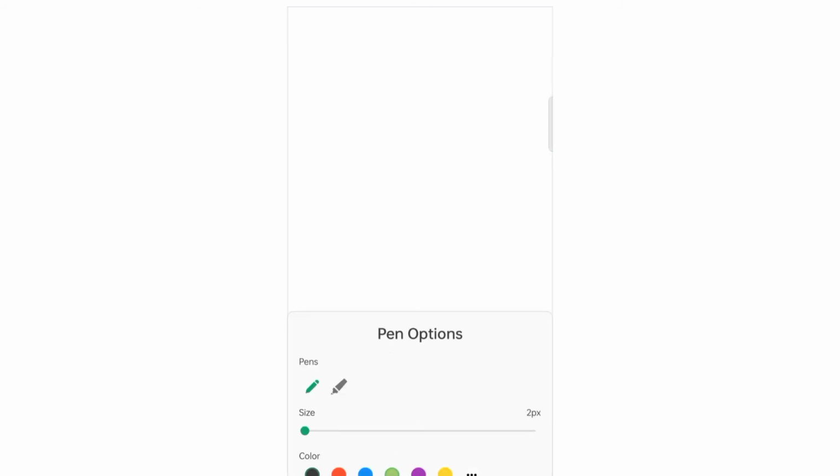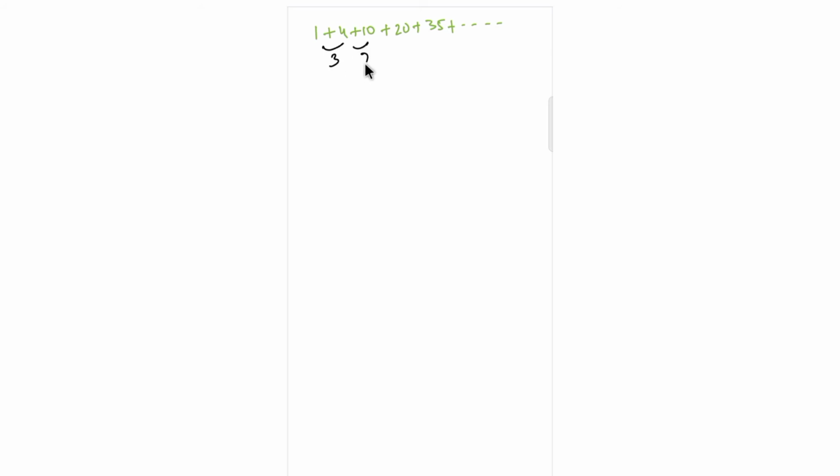I'll take up another problem. This time the problem is 1 plus 4 plus 10 plus 20 plus 35 plus so on. Alright, so this is the question given to us. If you just see this, the difference is 3, the difference is 6, the difference is 10, the difference is 15, and so on.